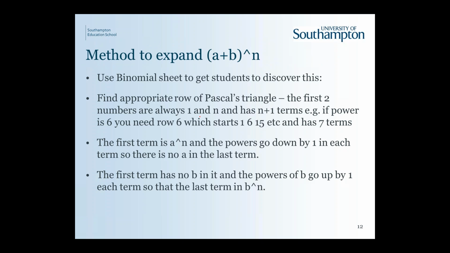So the first two numbers are always 1 and n, and it has n plus 1 terms. So if we need row 6, it's the one with 7 terms. So the first term is a, whatever our a is, to the power of n, and then the powers go down, and then the first term has no b in it, but then the powers of b go up.